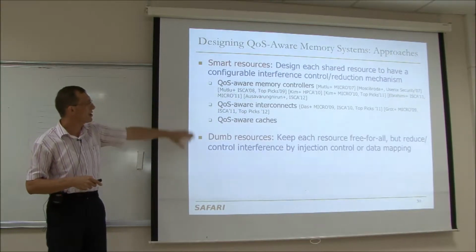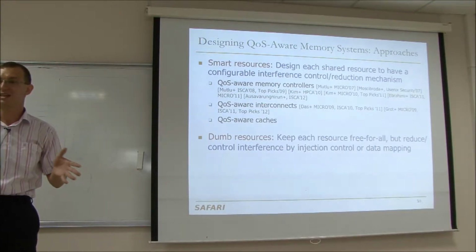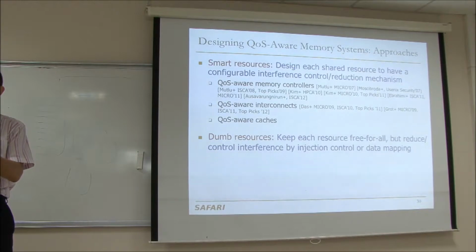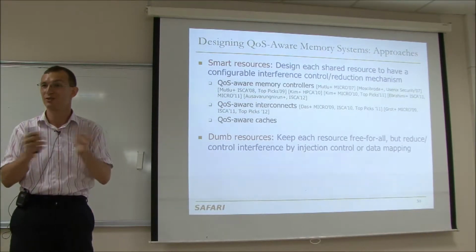The other opposite end of the spectrum is keeping the resources dumb, right? You can say, OK, I'm designing the memory controller to be unfair, such that it optimizes to be row hit first and oldest first, right?